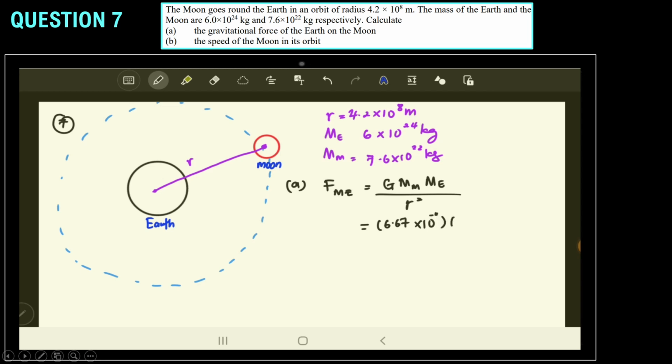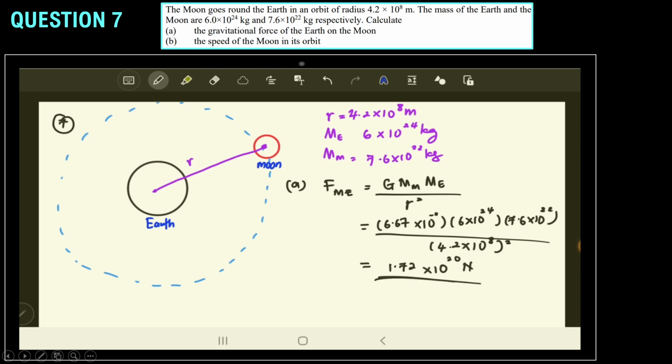Mass is 10 exponent 24. Be careful not to press the calculator wrongly over r. So it is r squared, not r. 4.2 times 10 power of 8, squared. So the answer is 1.72 times 10 power of 20. Don't forget the unit, the unit is Newton. If you don't put the unit, you lose marks.